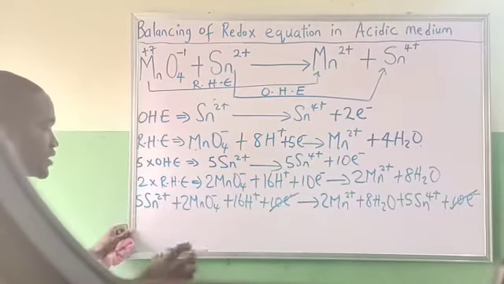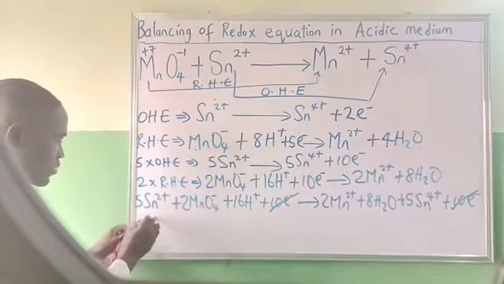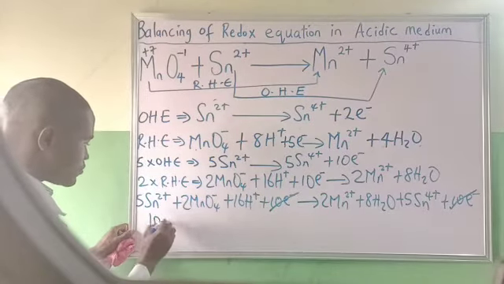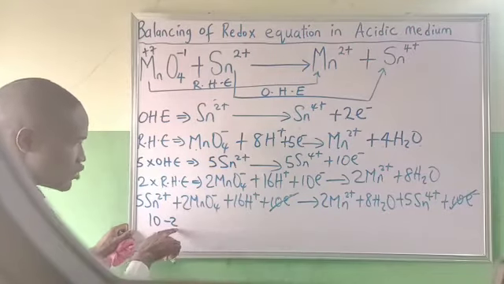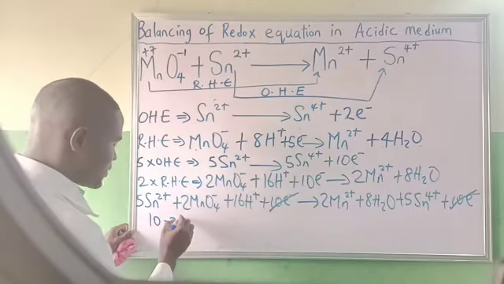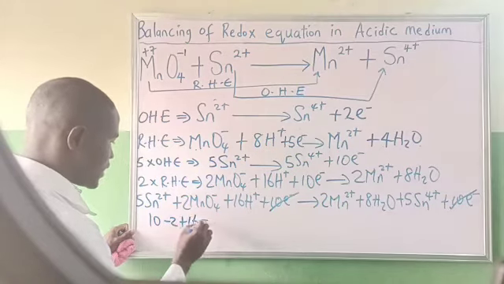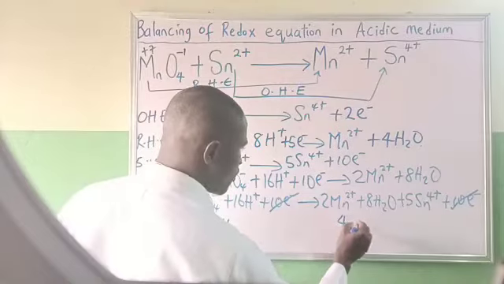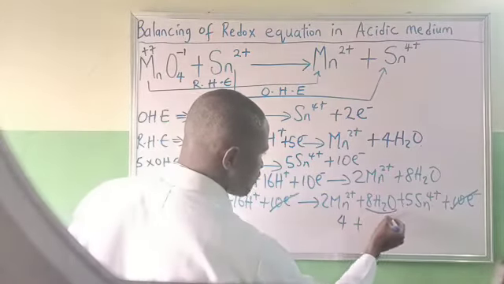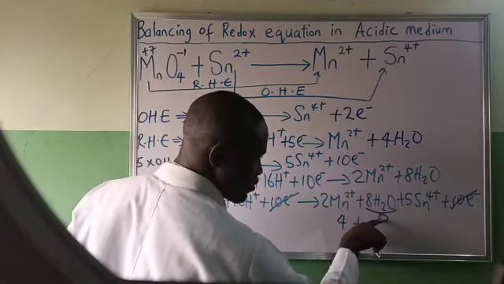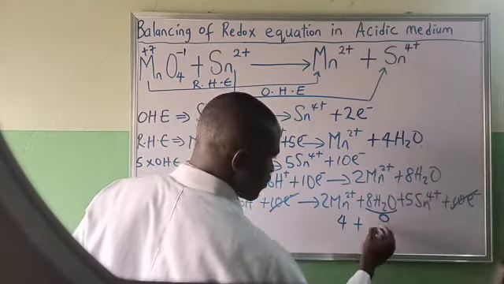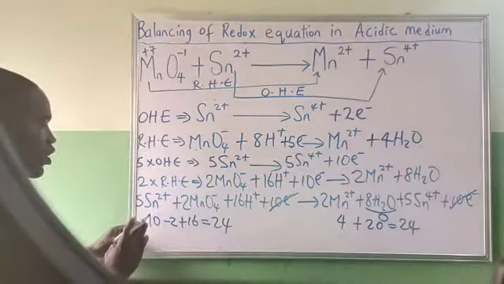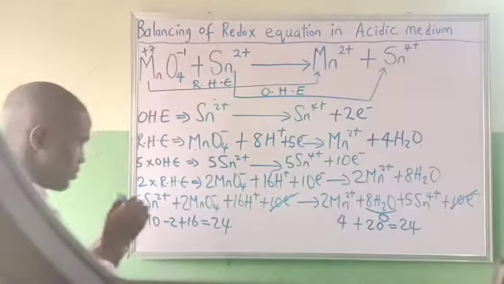Then in terms of charges, 5 times 2, 10, plus 2 times minus 1, minus 2, plus 16 will be giving you 24. Here, this is 2 times 2, 4 plus, and the charge of this is 0, then this is 5 times 4, 20, that is 24. With this, you can also see that the charges are also balanced.